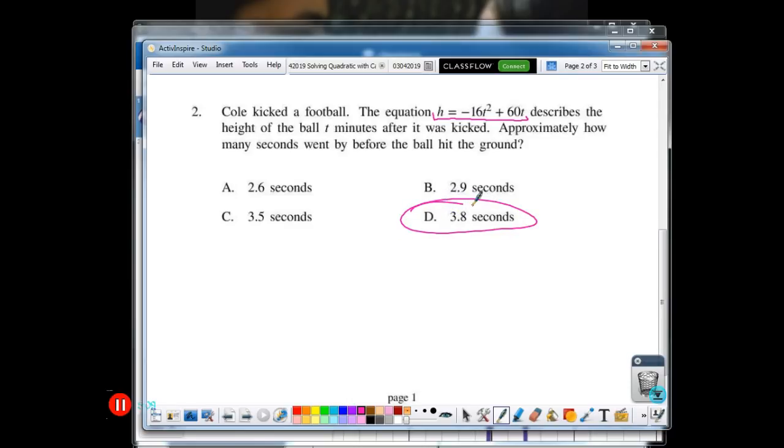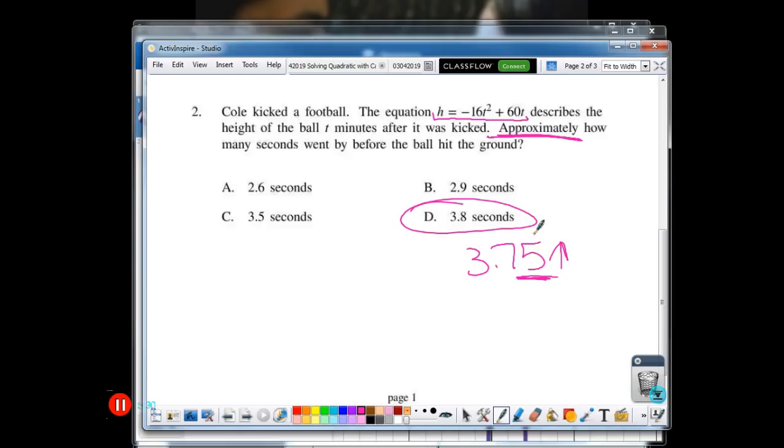Okay, so it took about, and the reason they put 3.8 because it says approximately, so they want you to round, okay? And so 3.75, right? The 5 means you round up. So that's why it's 3.8. Okay? That one's a little tricky.